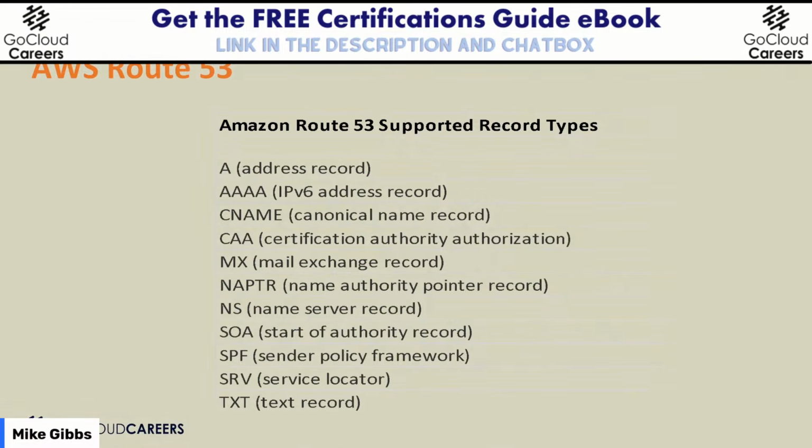The CNAME record is if you were to enter training.gocloudarchitects.com, you'd be forwarded to training.gocloudcareers.com. So it's that kind of thing, so that you get the information no matter what.